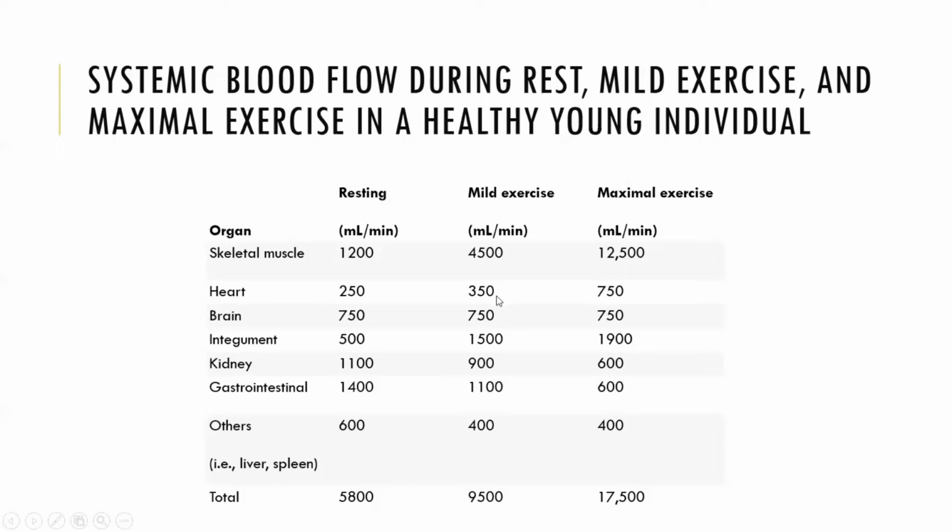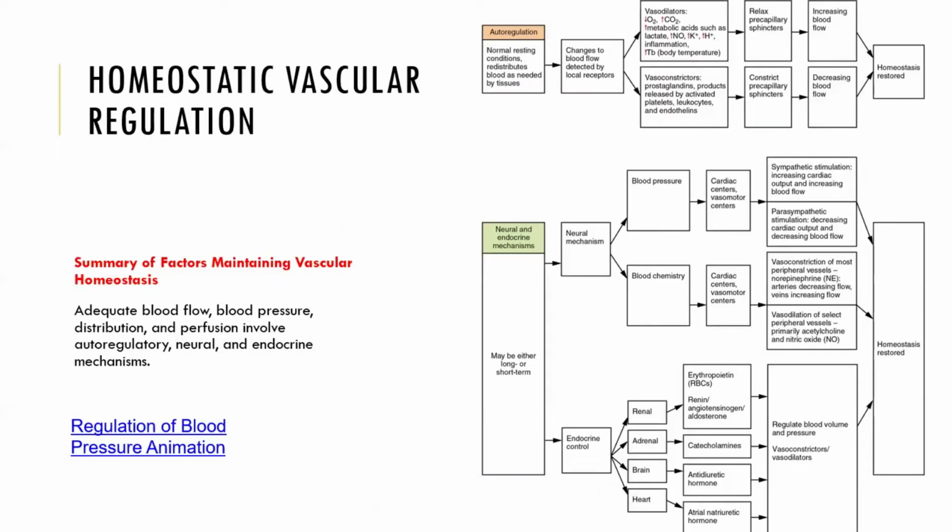Then we have the distribution during heavy exercise, where the cardiac output is going to rise toward a maximal level of 17,500 milliliters per minute. You can see those totals right here on the bottom of the chart. This chart looks really kind of complex. It shows a summary of factors for maintaining vascular homeostasis. I'll talk through some of the key points here, and you can reference the chart as needed. It's a flow chart, so if you follow it based on the descriptions I give, I think you'll be able to make sense of it.